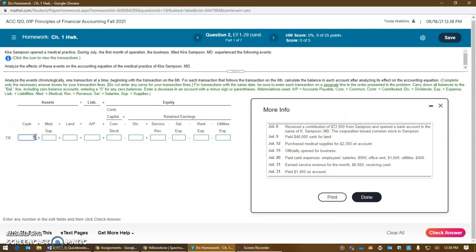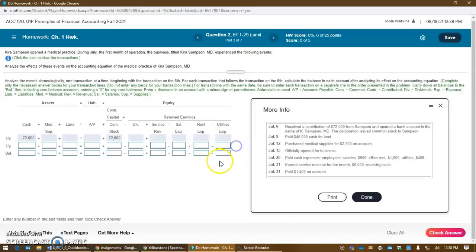So cash, you're going to put 72,000 under the cash column. And the company issued common stock, so equity goes up. Okay, 72,000. And then you can easily check, because the math is easy, there's only one number, your accounting equation stays in balance. I've got 72,000 on this side and $72,000 on this side. So you're ready to check your answer.